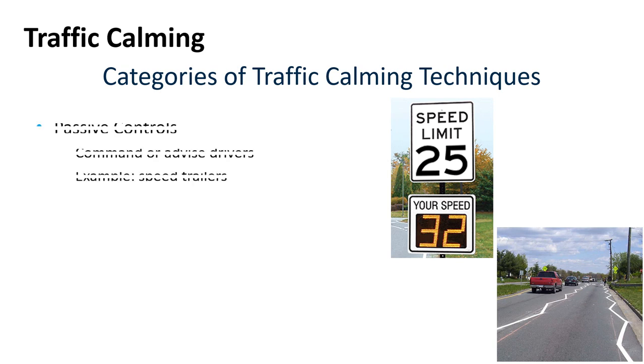Other traffic calming techniques: we've got passive controls, where you aren't forced to change your behavior. So it's advising people. This is a passive control. We've got a speed limit sign that's telling you what your speed is. Obviously, this person didn't care what the speed limit was and didn't care that everyone knows how fast they're going.